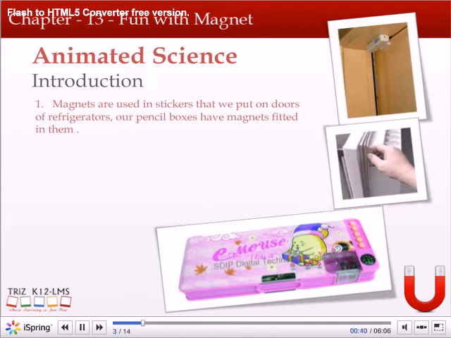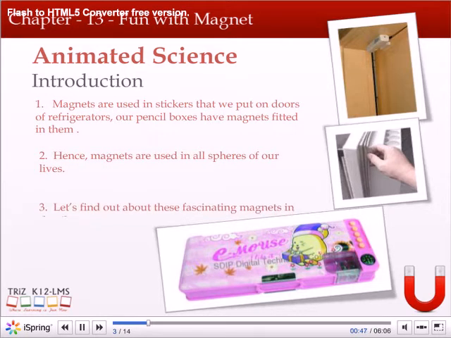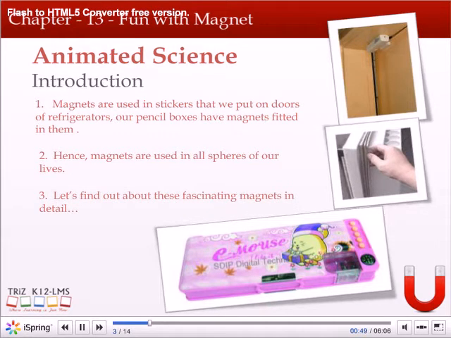Our pencil boxes have magnets fitted in them. Hence, magnets are used in all spheres of our lives. Let's find out about these fascinating magnets in detail.